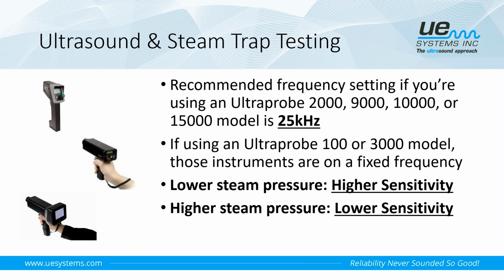But regardless, if you're using the airborne scanning module for airborne leak detection or steam leaks to atmosphere, that frequency setting is 40 kilohertz. Now, if you're using an UltraProbe 100 or an UltraProbe 3000, those instruments are on a fixed frequency setting. So I tend to refer to those instruments as more of an entry-level, operator-friendly type of tool that's on a set frequency that's optimal for multiple applications. So they're pretty much just point and shoot, pull the trigger and you're listening. But those are set on a fixed frequency that's optimal for both the airborne and the contact applications.